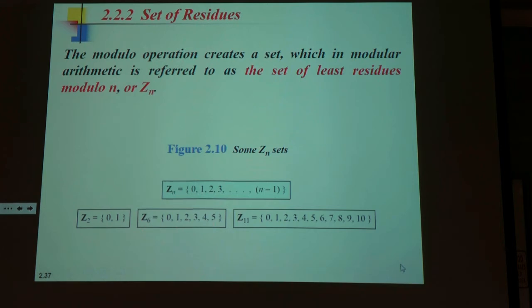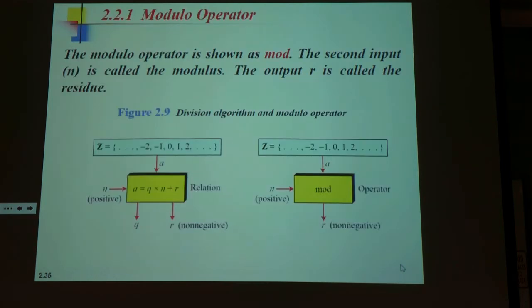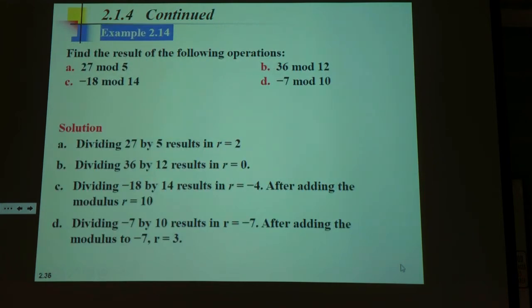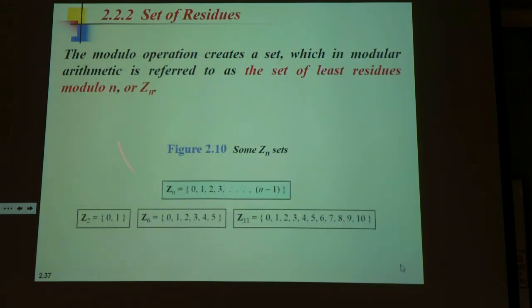Clear? So we have learned about the mod operation, the modulus, and the residue. And we learned that the result always has to be non-negative, 0 or positive, and we learned about the set of residues. Nothing new, right?